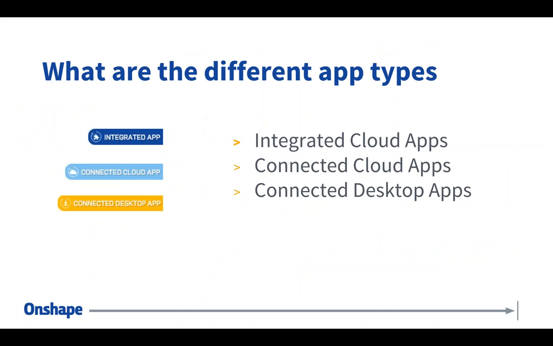So you have integrated cloud apps that are just another tab. The interface and everything's built into Onshape. Then we have connected cloud apps. Now, connected cloud apps allow you to connect to another cloud-based service.